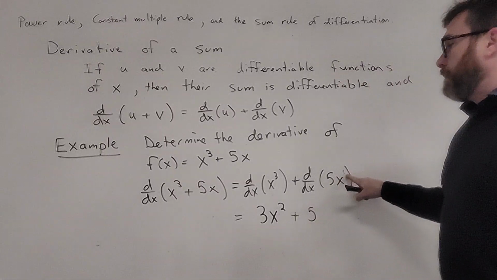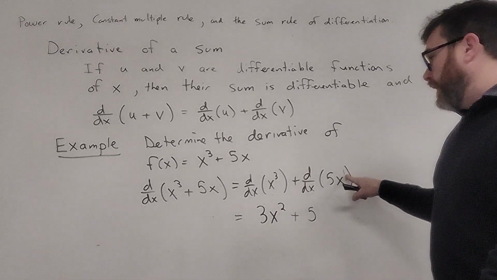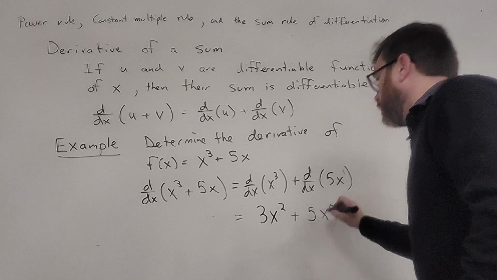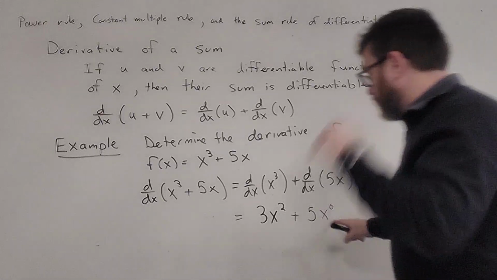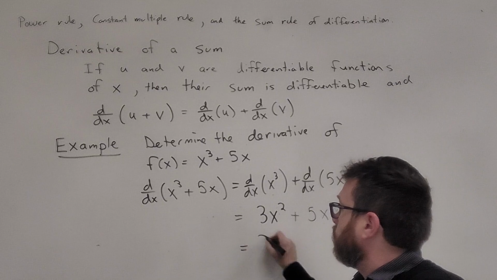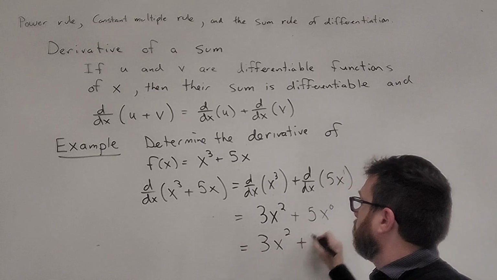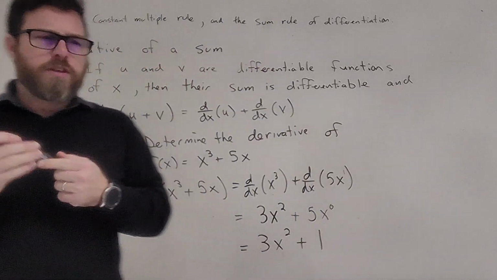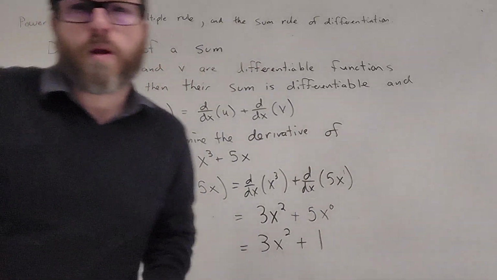And what I'm going to do is I'm going to drop that power by 1, so this is going to be x to the 0. So 5x to the 0, x to the 0 is 1, so this is going to be equal to 3x squared plus 1. So I'll do a couple variations of this rule in the next couple examples.